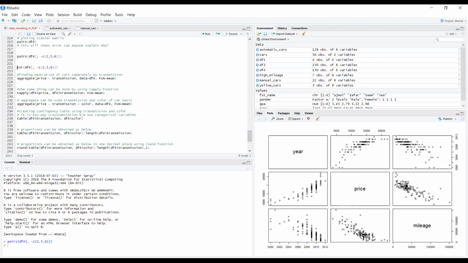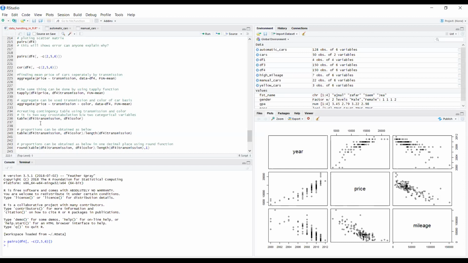Achha, some of the graphs are repetitive. These three graphs are repeated here because in this matrix, if I am plotting year with the price or the price with the year, this is the graph between year and price, and this is the graph between the price and year. So both are identical, with only the dimensions changed. So this graph is a very important graph.